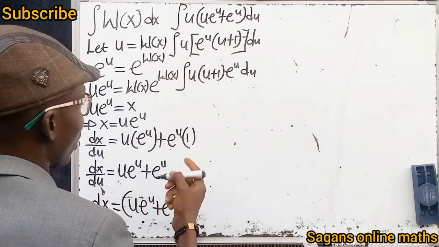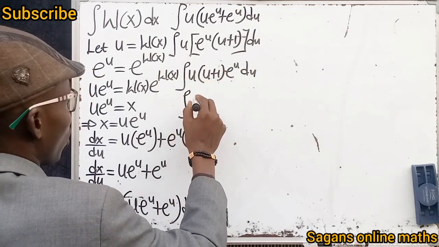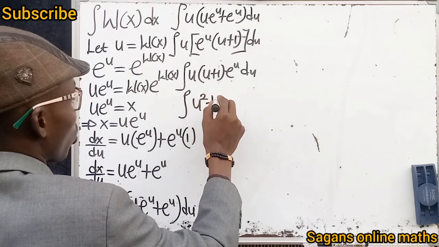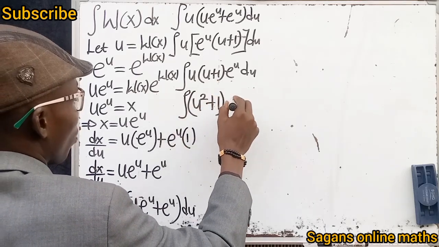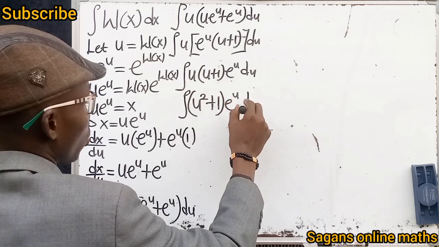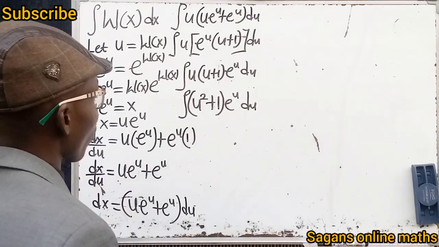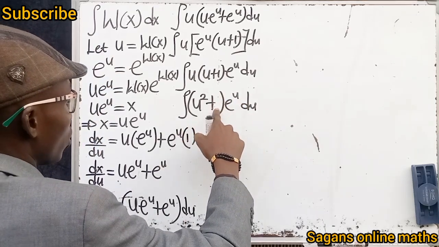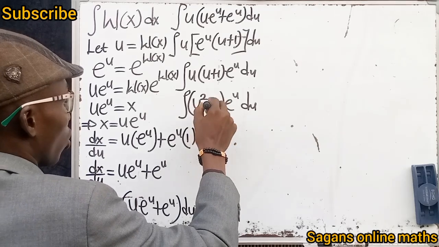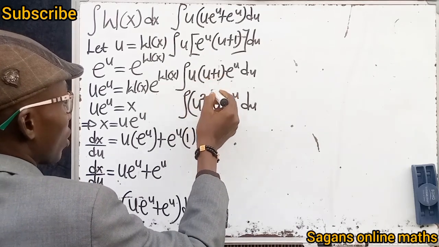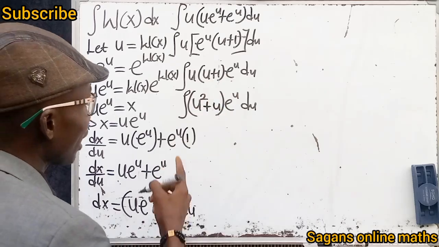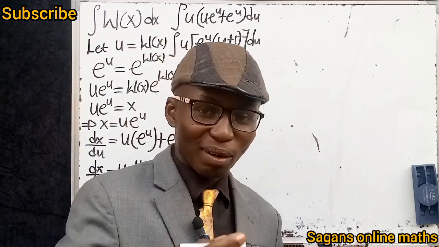They are the same thing. That means this now becomes the integral of (u^2 + 1) multiplied by e^u du. Wow, this is amazing. This is u^2 plus u, because u times u is u squared, and u times 1 is u. Now from here we can use integration by parts.